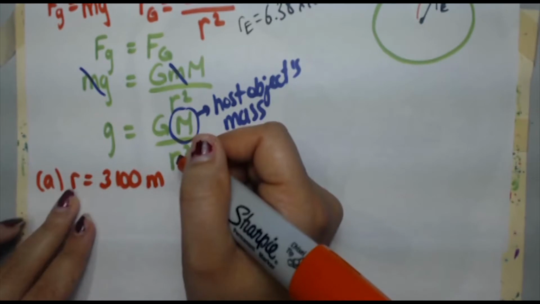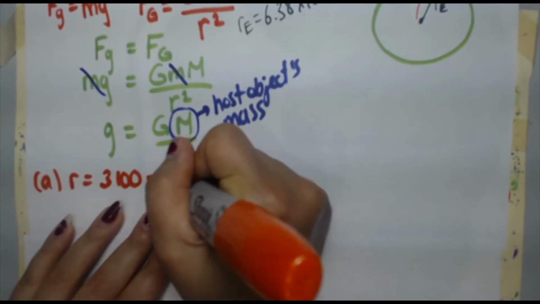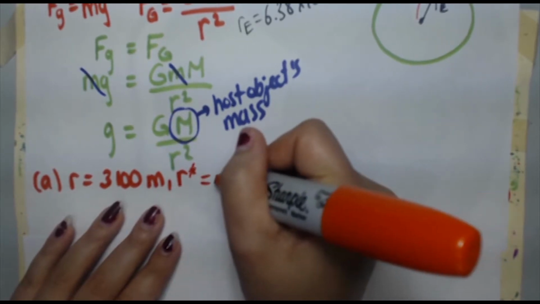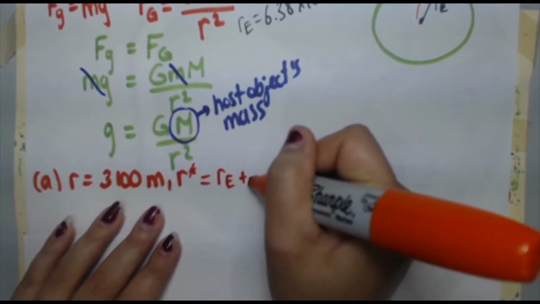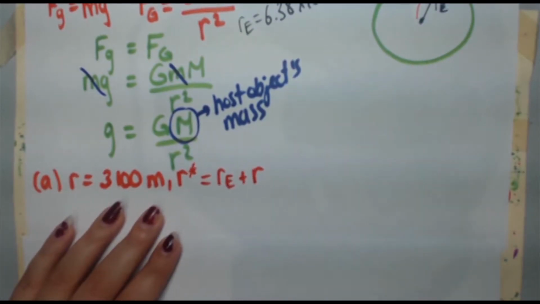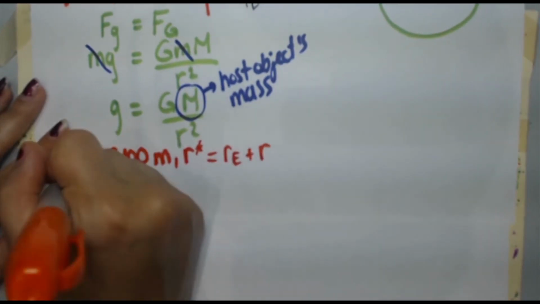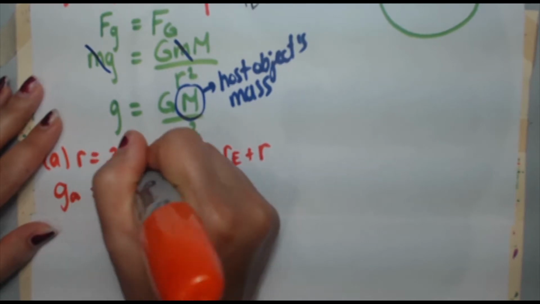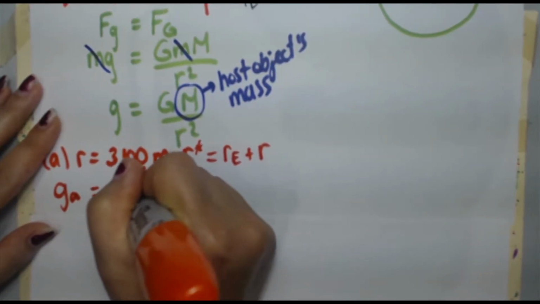That's the distance above the surface, but the radius that we're going to plug in, so let's put it as r star, is equal to the radius of the Earth plus r. Okay, so let's plug in our values here. The acceleration due to gravity for part A is equal to GM over r star squared.